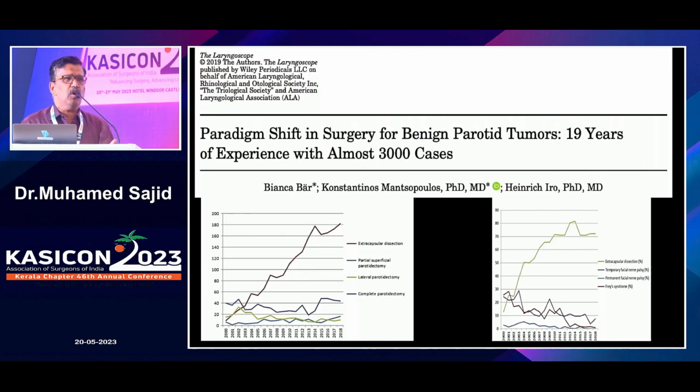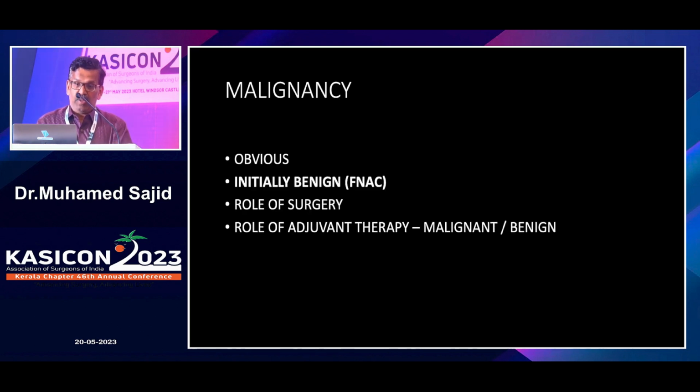So the question will obviously come, what is the benefit of doing extracapsular dissection? There are two benefits that have been described over a period of time based on this study. The incidence of Frey syndrome as well as facial nerve palsy is reduced with this specific type of surgery, and this is shown by this specific study.